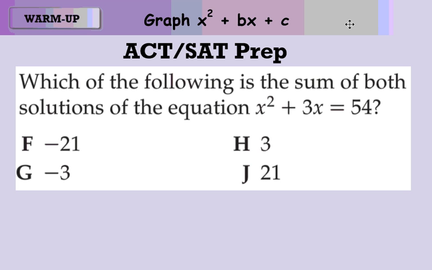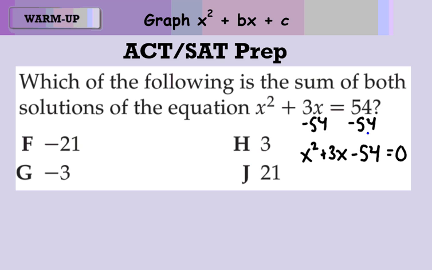Okay, here we go. It's asking for the sum of both of the solutions. So the first thing you need to do is solve the equation. This is a quadratic, and we've been solving quadratics by factoring recently. In order for that to be useful, you need one side equal to 0, so your first step should be to subtract 54 from each side. You'll then get x squared plus 3x minus 54 equals 0.